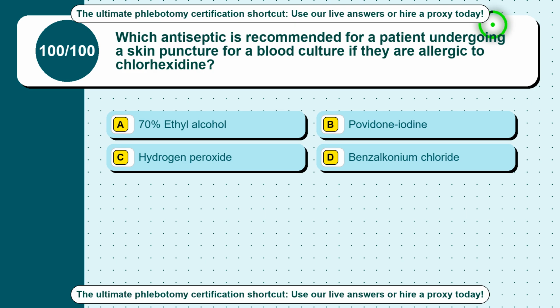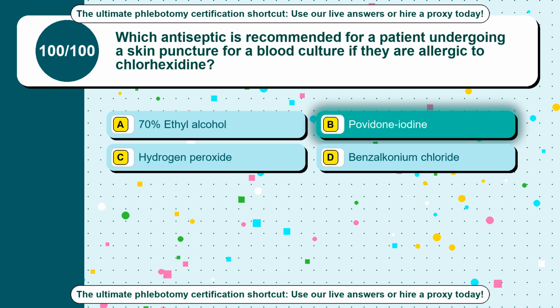Question 100. Which antiseptic is recommended for a patient undergoing a skin puncture for a blood culture if they are allergic to chlorhexidine? Option A. 70% ethyl alcohol. Option B. Povidone. Option C. Hydrogen peroxide. Option D. Benzalkonium chloride. The correct answer is option B.